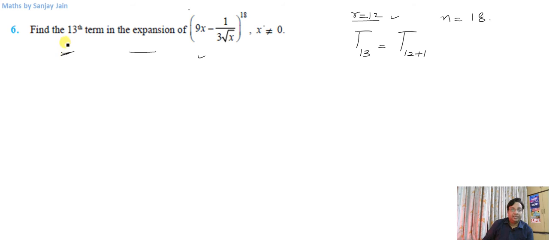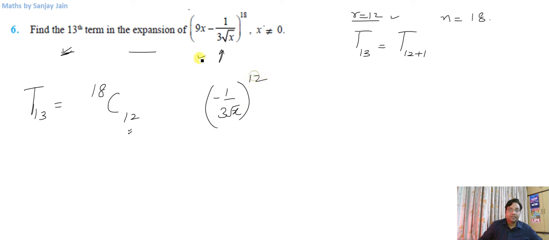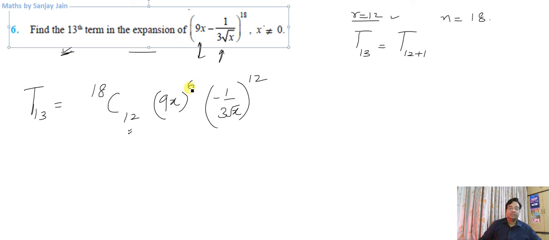So if I want to write the 13th term, that is T13, it will be equal to nCr, which is 18C12 in this case, right? n is 18, r is 12. And then I'll raise the second term, that is minus 1 by 3 root x, to the 12th power, and the first term, 9x, will be raised to 18 minus 12, that is 6. This will be the 13th term.